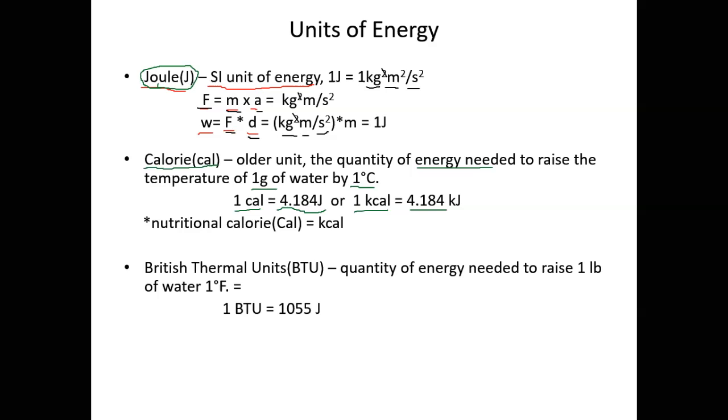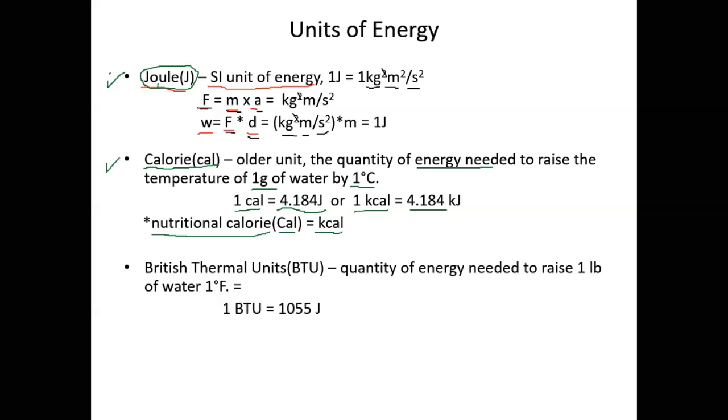Now on the back of a food label, what you're actually seeing is nutritional calories, which is a capital C, then a-l. A nutritional calorie is equal to 1 kilocalorie. In chemistry, joule is the most common unit. Calorie is used somewhat, not as much as joules.